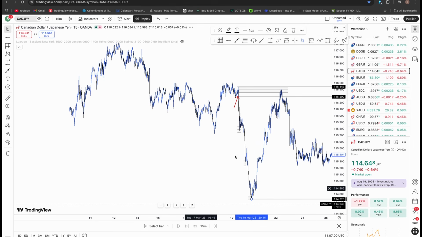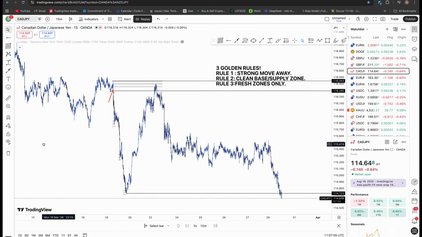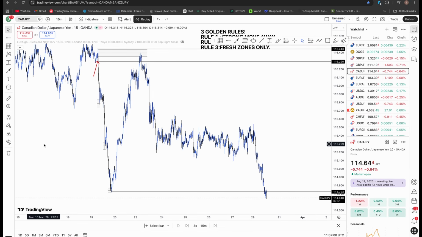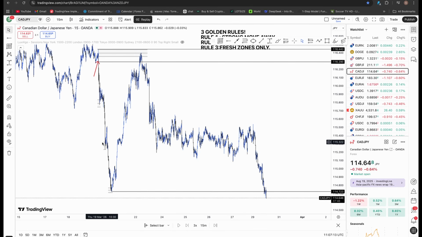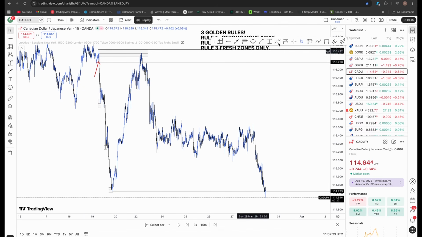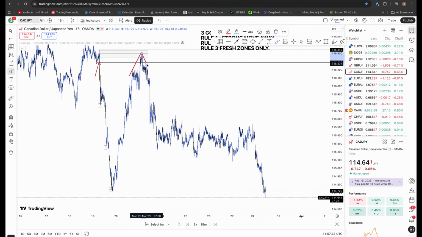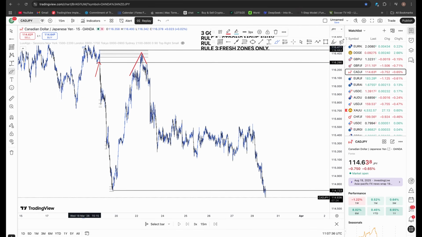So if we zoom out on this, you can see how this played out, right? Very simple structure. Price just hit into that take profit area right there, right? And then the last rule is rule number 3, which is fresh zones only. So what will happen most of the time is, as you can see, this was a fresh zone. This was the first time price was pulling back to the zone. Very important, right? First time price was pulling back to the zone, because if this is the area, price gives us the first pullback, right?